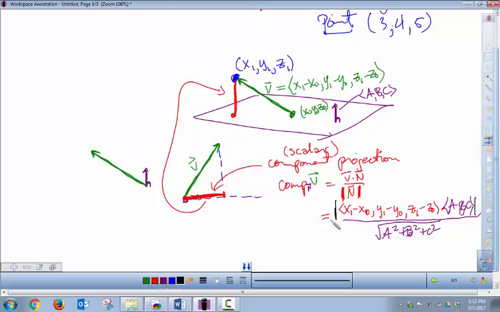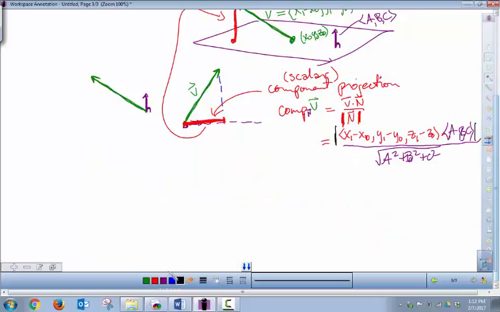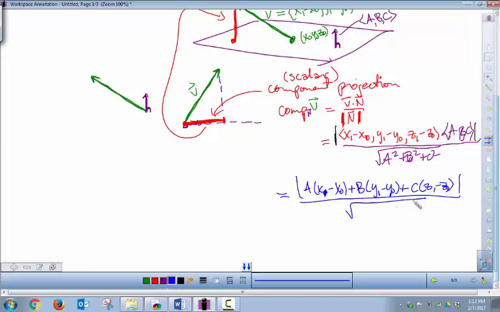All right, let's work this out. Just the whole idea behind working this out is to come up with a nice, neat formula. So I'm going to distribute or take the dot product of the A, B, and C. A dotted with x1 minus x naught, plus B dotted with y1 minus y naught, plus C dotted with z1 minus z naught. That's the whole numerator, and then the denominator stays the same.